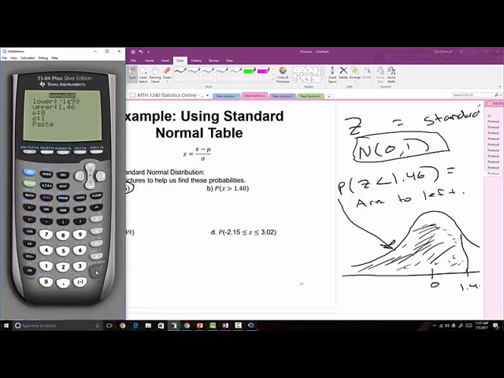So I can hit paste, hit enter, and that gives me the area. This first one would be equal to, we'll do 3 decimal places, 0.928. So that's the probability that z is less than 1.46.